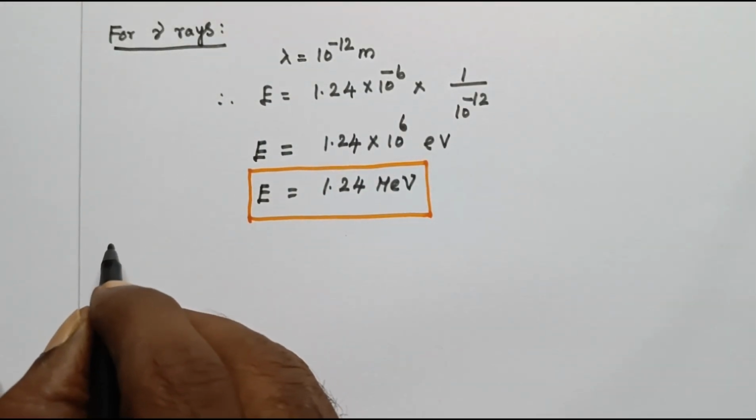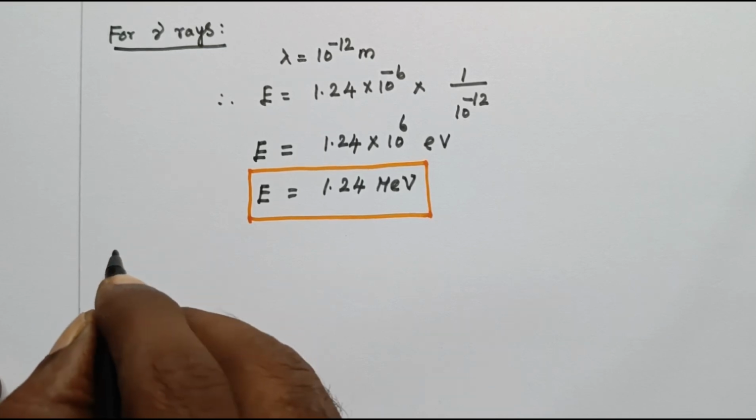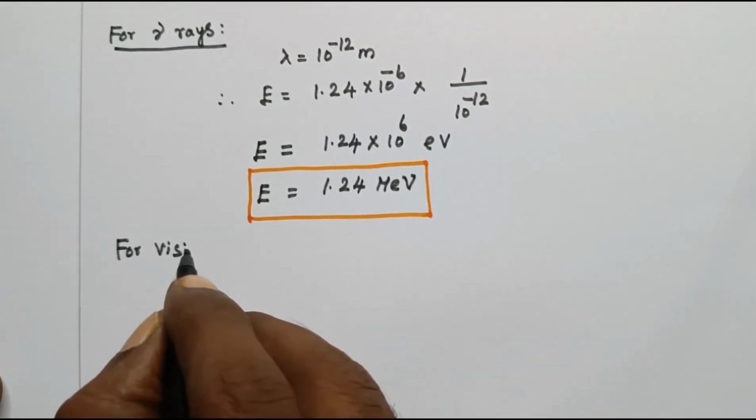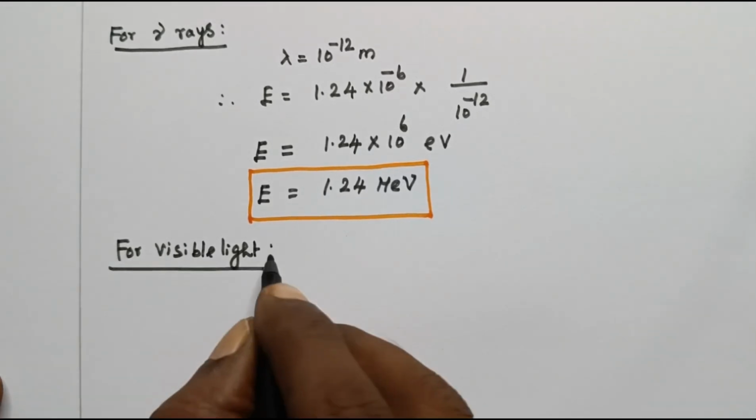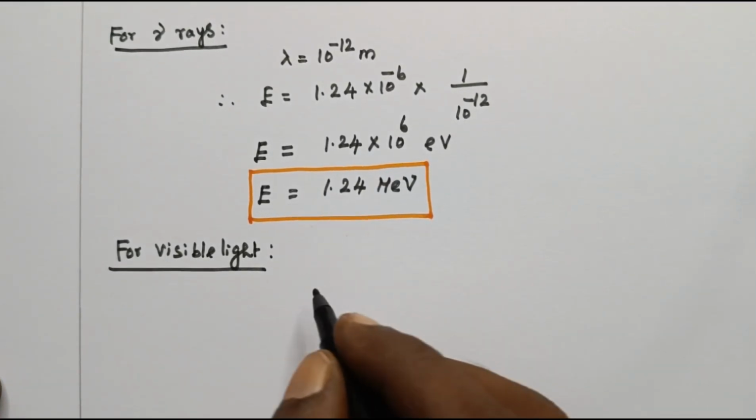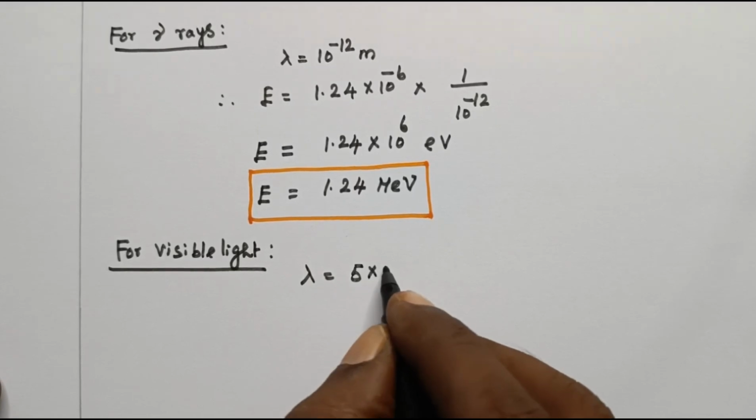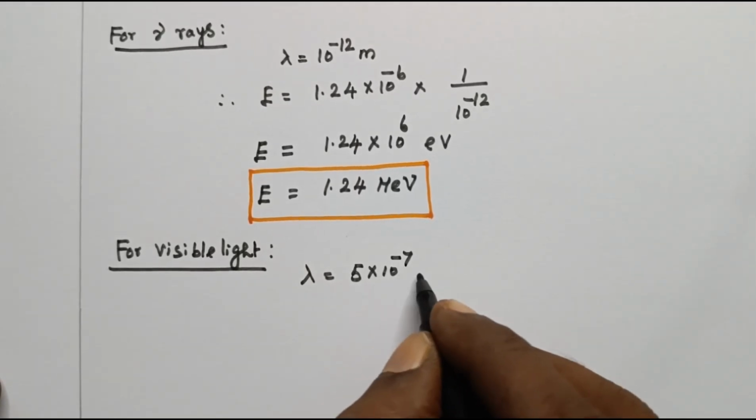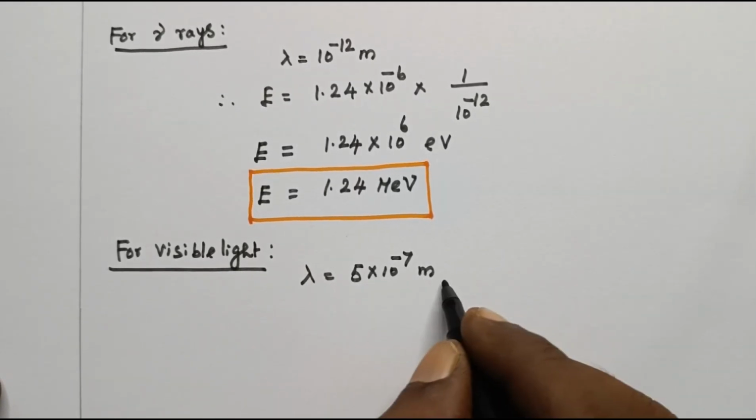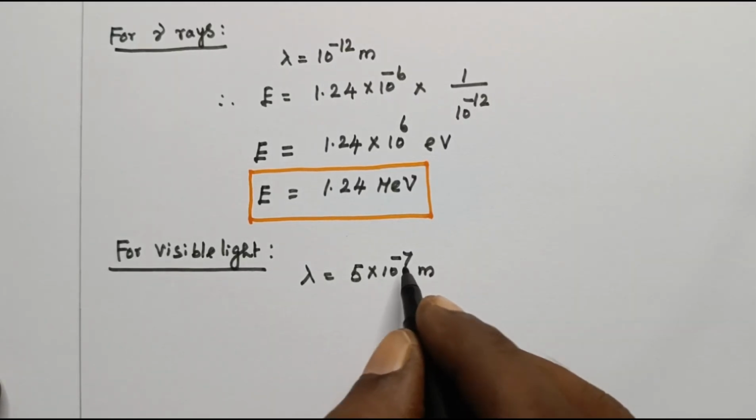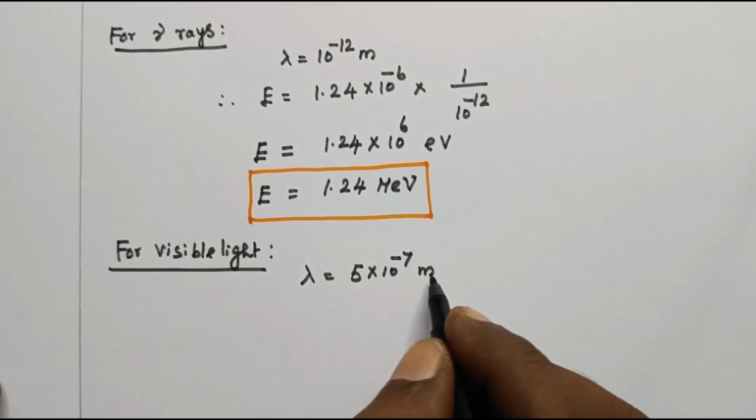Similarly, let us calculate the energy of a photon in the visible light. For visible light, let us take the average wavelength. Lambda is equal to 5 into 10 to the power minus 7 meter. This is the average wavelength.